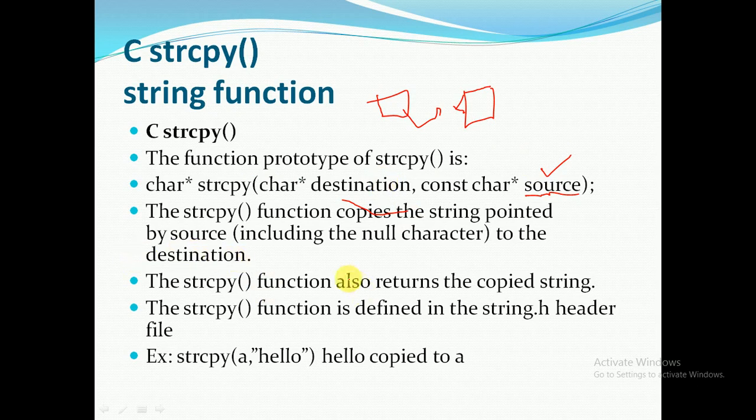The string copy function copies the string pointed to by the source, including the null character, to the destination. The string copy function also returns the copied string. The string copy function is defined in the string.h header file. Now look at the example: strcpy of a comma hello. Here hello is a string, a is a variable. Now I am copying hello to the variable. Hello is copied to a. Here a is a variable.